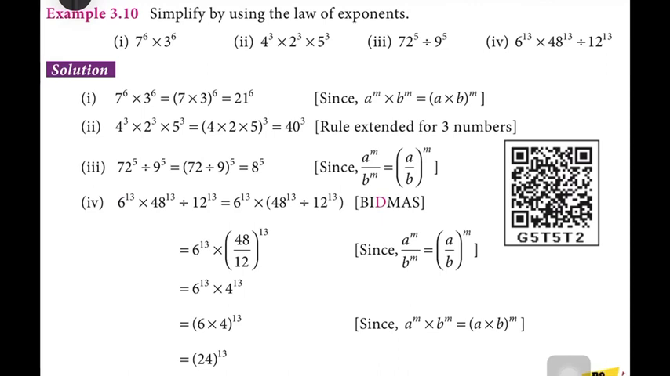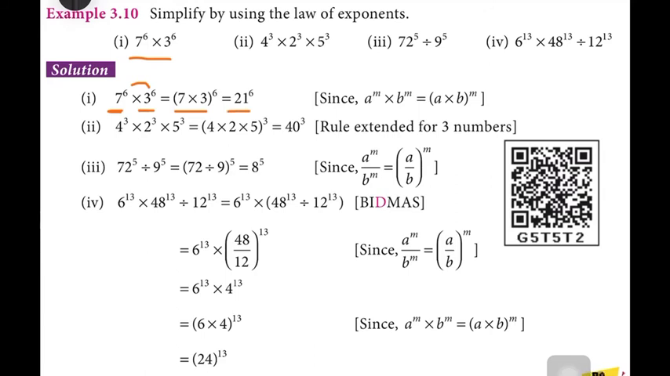Simplify by using the laws of exponents. First one, 7 power 6 into 3 power 6. Here the base is different. Here the base is 7 and here it is 3, but the power is same, 6 in both. So we can multiply the bases with the same power. So 7 into 3 power 6, that is 21 power 6.